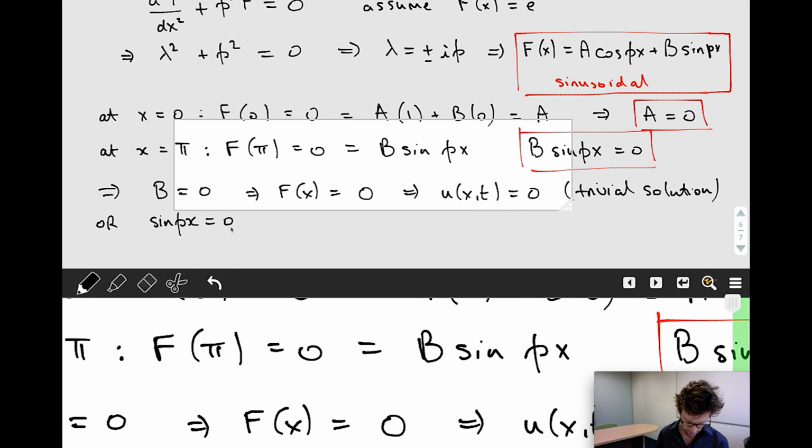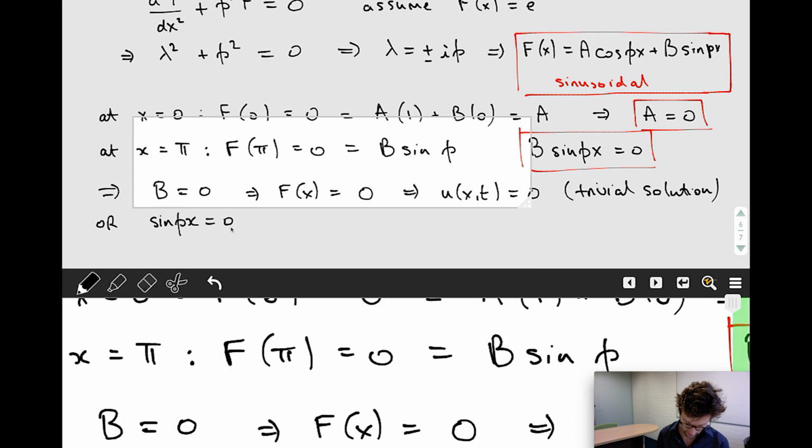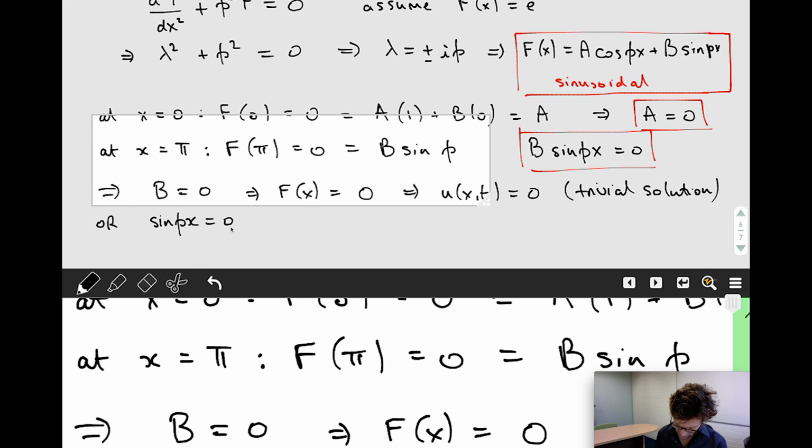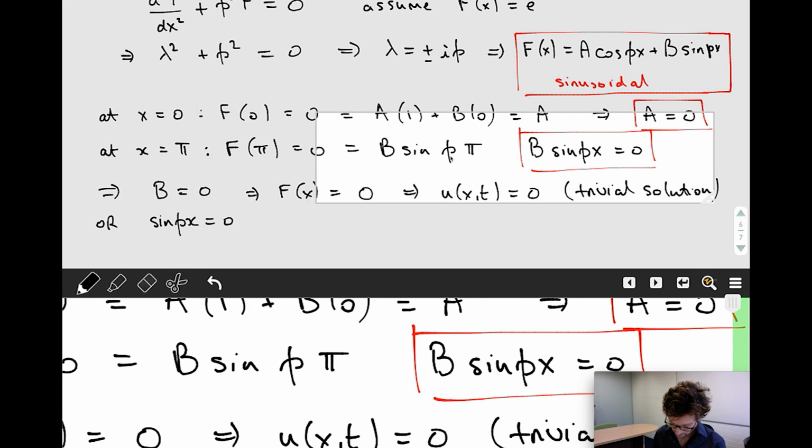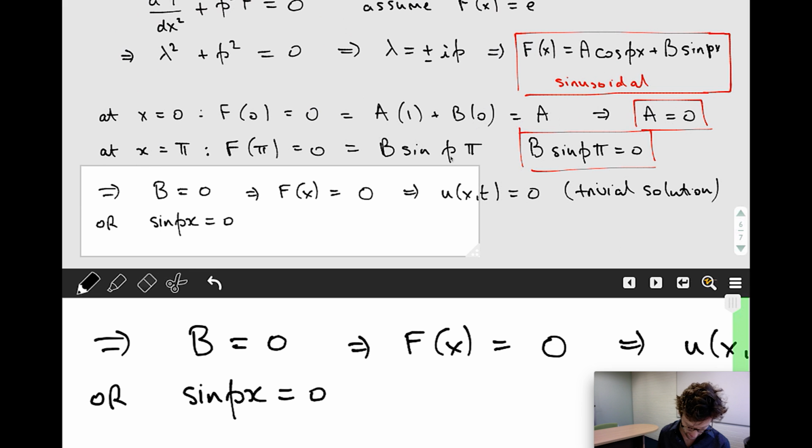Excuse me, sine p pi. So just moving back a line here, we wanted to put in x is equal to pi. F at pi is equal to b sine p pi. There we go. So that was an error as well here. So sine p pi is equal to 0.